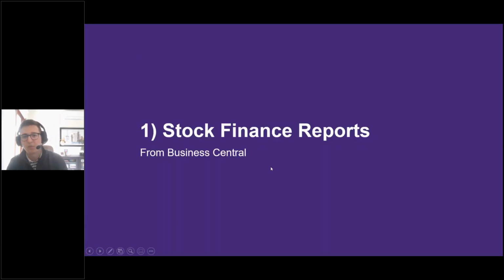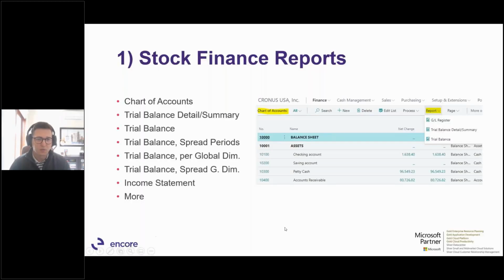So the first one here is just using stock financial reports out of Business Central. Those you would just find by running them from the report tab or searching for a particular report. There are plenty of stock reports in older versions of NAV and even today in Business Central that you can use. Along the left side here, I've highlighted a few of them, and I'll walk us through a few of them within Business Central.